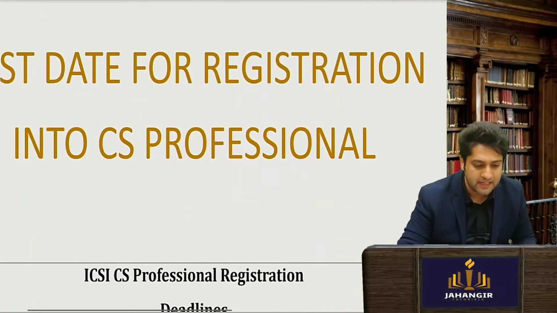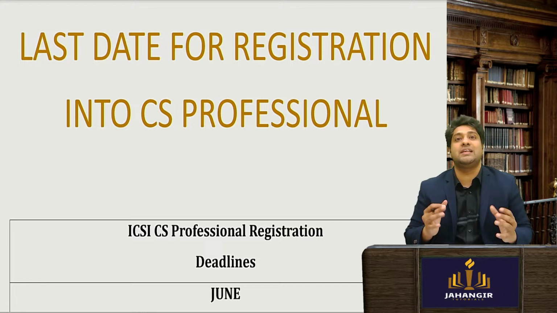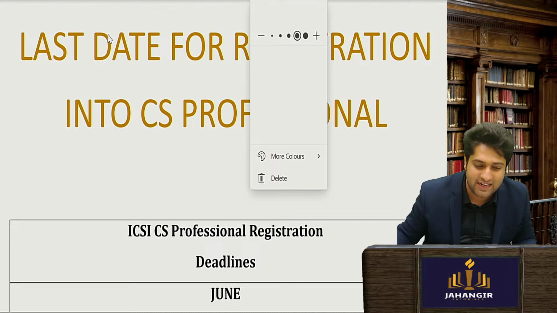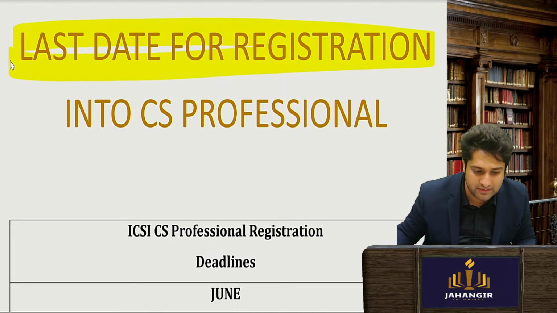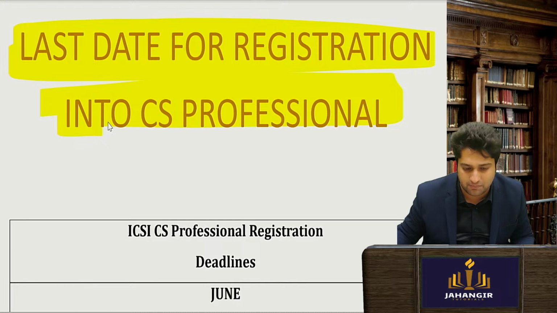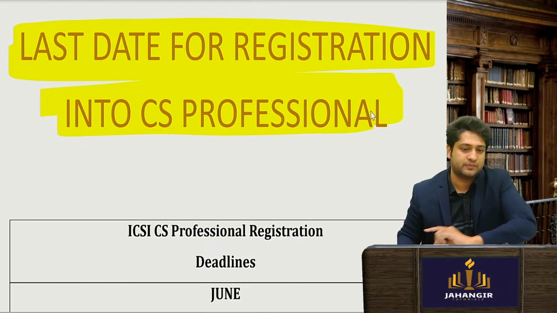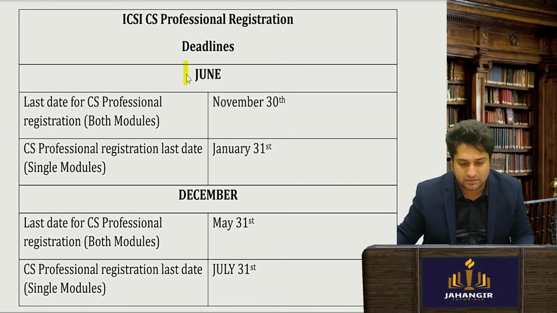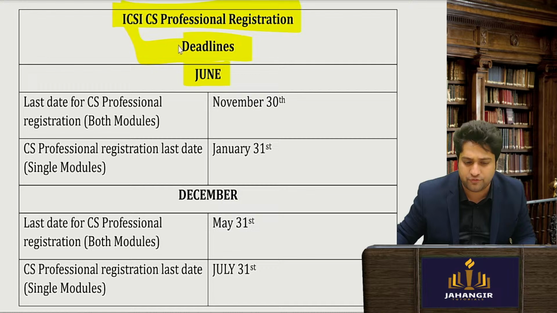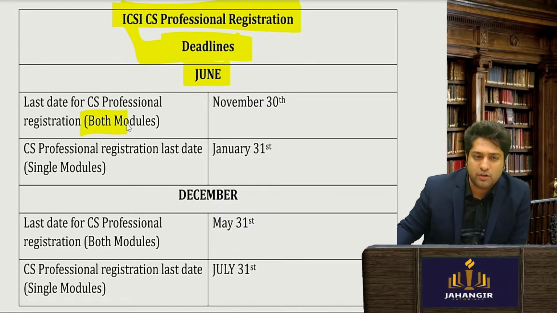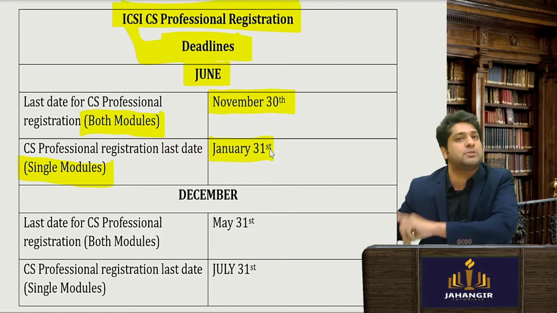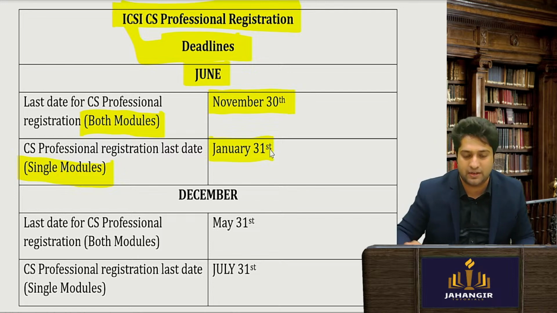Okay. Next. Now, what is the last date to register? Sir, I need to think, I need to arrange for funds, etc. Now, the last date to complete the registration process. If you are in the June attempt, which obviously is not the case now, but I'll just tell you, if a student is in the June attempt and wants to give both modules, the last date is 30th of November. And if you're giving a single module, the last date to register for CS Professional is 31st Jan.